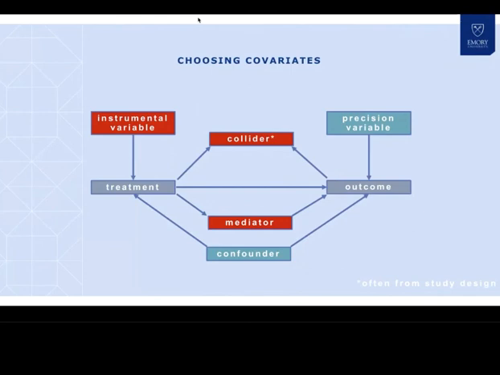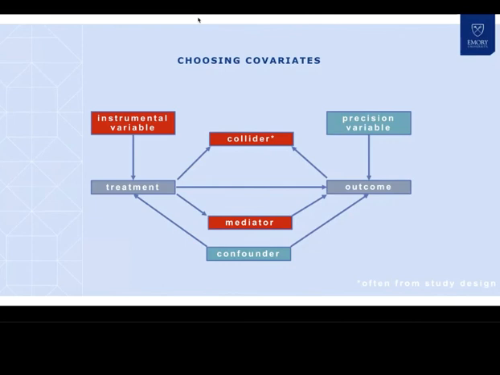And then everything else in red, they're kind of the things to be aware of. Instrumental variables, we sort of want to be aware of their existence. Those are things that influence only the treatment, but are not related to the outcome. And there are, in particular, things that can cause sorts of issues when using certain estimators of causal effects. And then there's, of course, collider bias, which I'll just mention here.